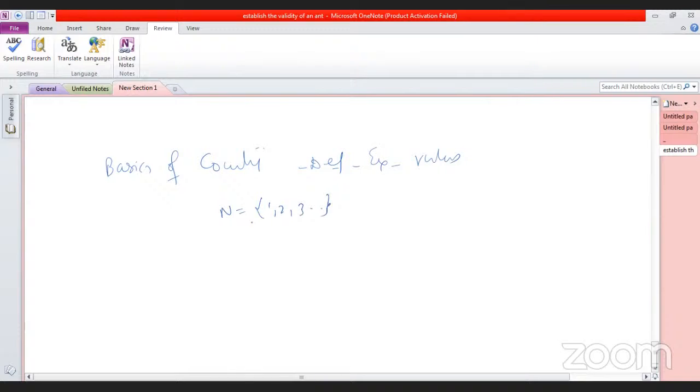If A is a non-empty set, the number of elements in the set is called the cardinal number. We can denote it by modulus of A or n(A). For example, A equals {1, 2, 3}, so n(A) equals modulus of A, which is 3. In another example it is 4.